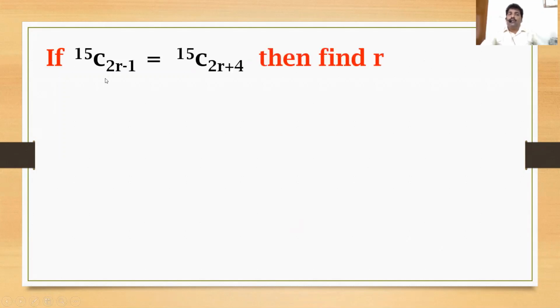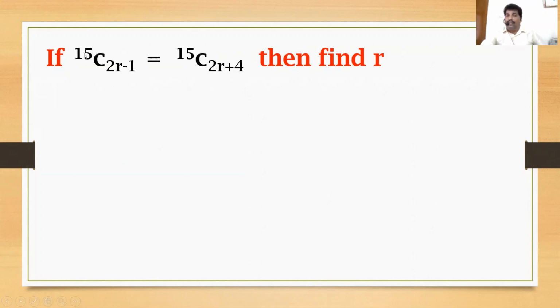If 15C(2R minus 1) is equal to 15C(2R plus 4), then find the R value. Similar problem: NCR is equal to NCS, then R is equal to S or N is equal to R plus S, using that formula. If you take R and S both as equal, equating, what do you get? 2R minus 1 is equal to 2R plus 4. If you write, 2R will get cancelled. Minus 1 is equal to 4. It is wrong. So the second case, what is the second case?